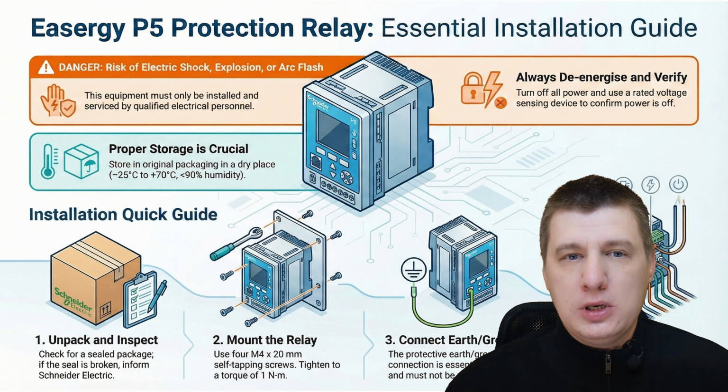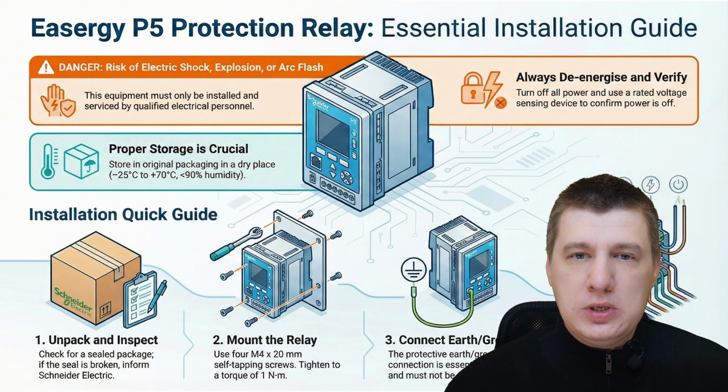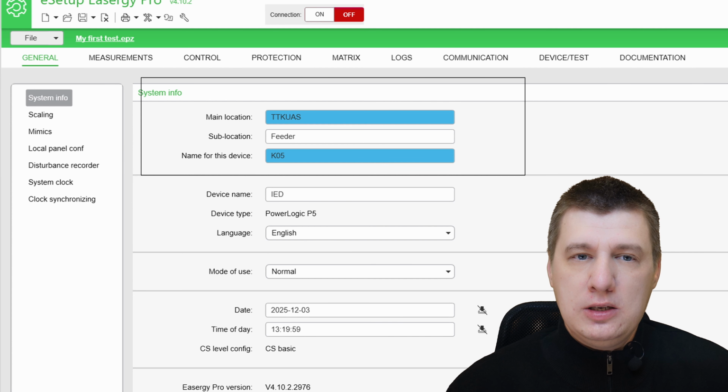This hardware platform allows hands-on experience with the P5F30 feeder terminals, providing a realistic environment to explore 230 volts and 24 volts DC auxiliary voltages. Also, digital inputs and current and voltage measurement circuits. Specifically, we will examine the main location parameter, which is a crucial component of the device system information.